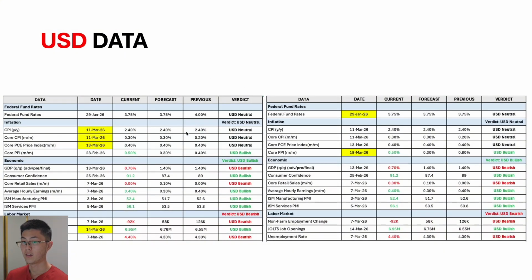For data this week, and again, guys, I've still been trading. That's a date I've got to change; it's actually in March. Anyways, we've got rates staying the same at 3.75. We've got core PPI being more bullish than forecasted. All in all, for USD right now, we've got neutral inflation, still bullish on economic, but bearish in labor market. So a bit of a balance there.